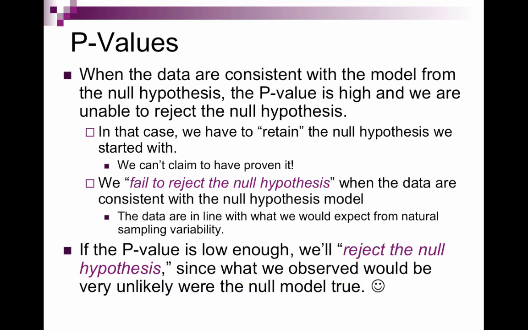If the p-value is low enough, we will reject the null hypothesis. So if our p-value is low, that means that we are surprised, and what we observed would be very unlikely given the null hypothesis was true. Again, if I flipped a coin 100 times and 64% of them came up heads, then that doesn't necessarily fall in line with what my null hypothesis said. So I might reject the null hypothesis and say that the coin is not actually 50-50.